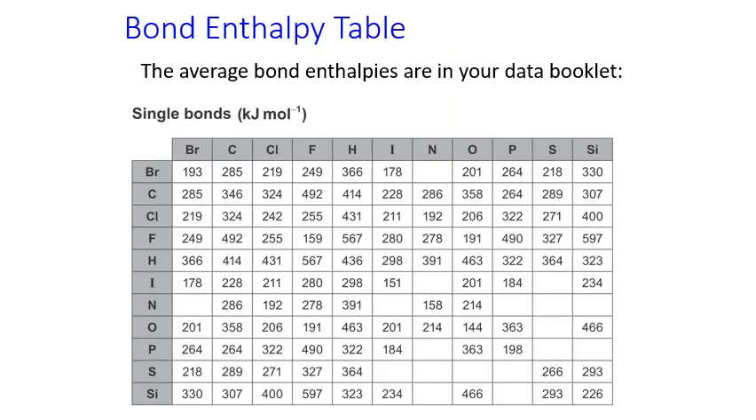So essentially, bond enthalpy calculations can be done basically from your data booklet. So the average bond enthalpies are in your data booklet. Okay, these are the examples for all the single bonds. So for example, the bromine-bromine single bond has a bond enthalpy of 193 kilojoules per mole, whereas something like the iodine-hydrogen bond is something like 298, or something like the sulfur-sulfur bond is 266 kilojoules per mole. So these numbers will be given to you in your data booklet, so you don't have to actually remember them, which would be slightly insane.